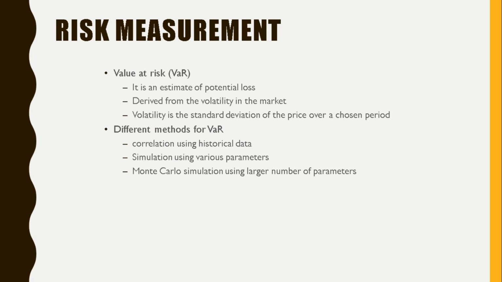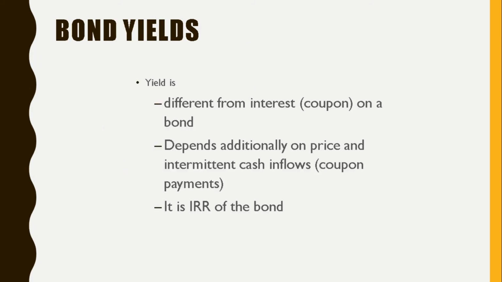Now, risk measurement: there are two ways to measure risk. In fact, value at risk is an estimate of potential loss derived from volatility in the market. Volatility is the standard deviation of price over a chosen period. Now, there are different methods of calculating VAR, value at risk: correlation using historical data, simulation using various parameters, and Monte Carlo simulation using a large number of parameters.